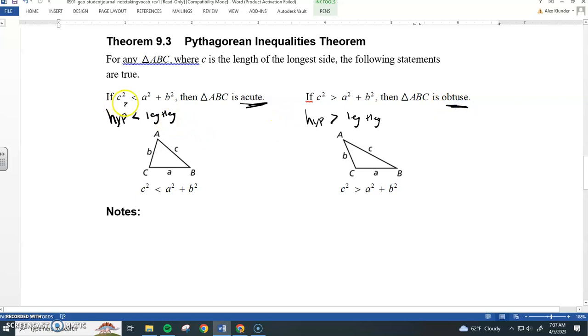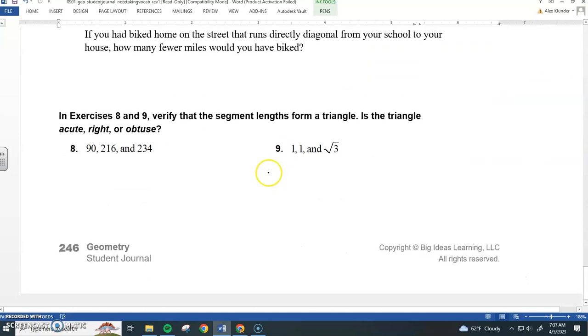Remember, now we do have to square these out, so I probably should be careful. So we're going to take leg squared plus leg squared, and we're going to take hypotenuse squared, and we're going to compare these numbers. Again, if the hypotenuse is bigger, it's obtuse. I'm going to say that a couple times. We know that the hypotenuse is always the biggest side. So what I'm going to do is set the biggest side off by itself. We're going to take 90 squared plus 216 squared.